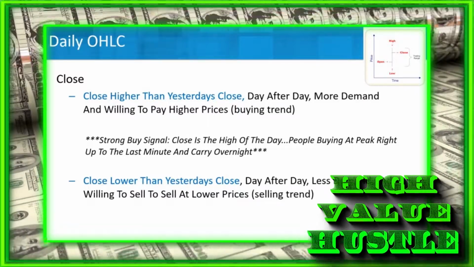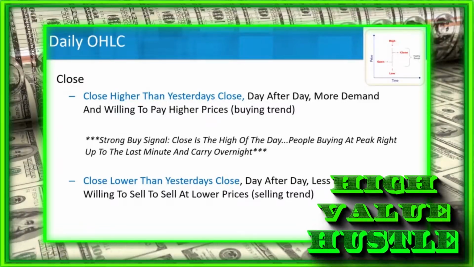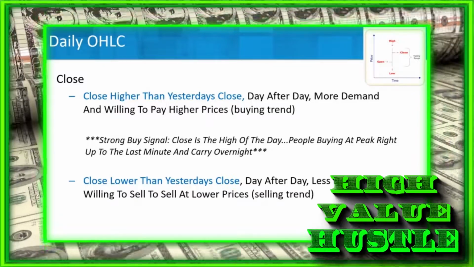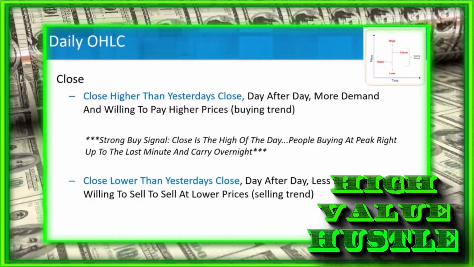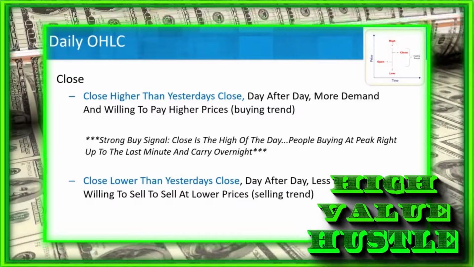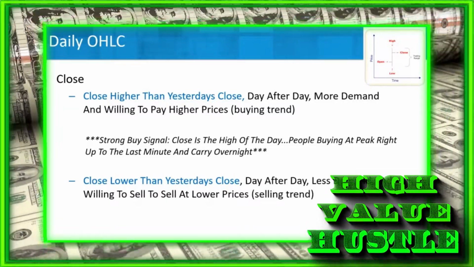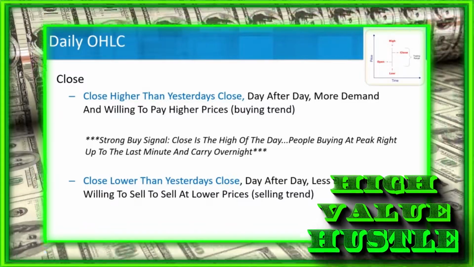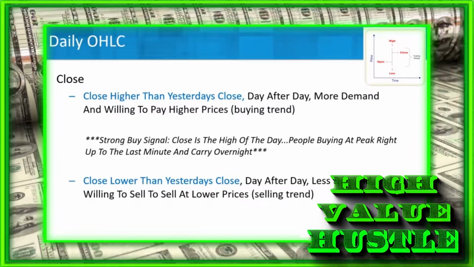That means that people are really buying at the peak right up to the last minute, and they want to carry it overnight. They're thinking, I want to get in and I want to buy up there. So that can be a real strong indicator when you have your close near the high of the day in that trading range. If the close is lower than yesterday's close, it's kind of the same thing, but the opposite: day after day, less demand, and people are willing to sell at lower prices. You have more of a selling trend versus a buying trend.